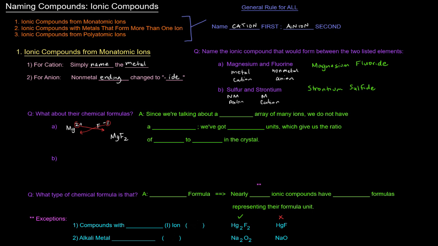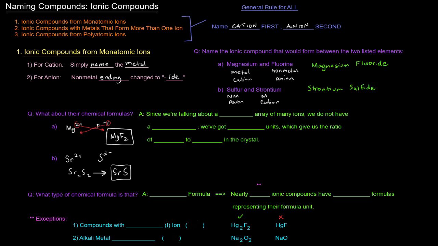And then for strontium sulfide, strontium is Sr2+, and sulfide is S2-. So crisscross: this number goes down here, this number here. That would be Sr2S2, but this is an ionic compound, and we write things as the lowest whole number ratio between the two ions. So it's actually going to be SrS. That'll be it there, and then MgF2 for the previous one.